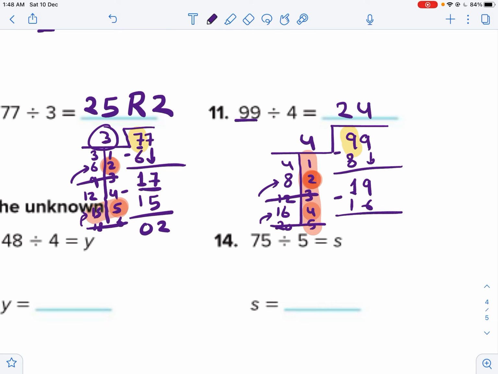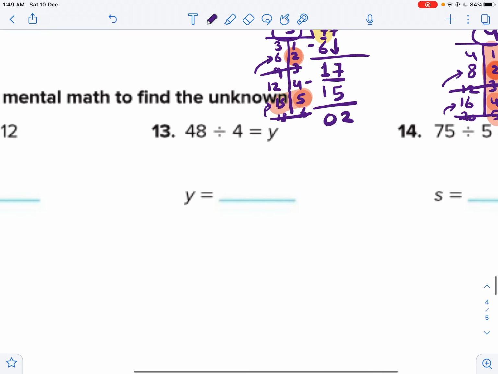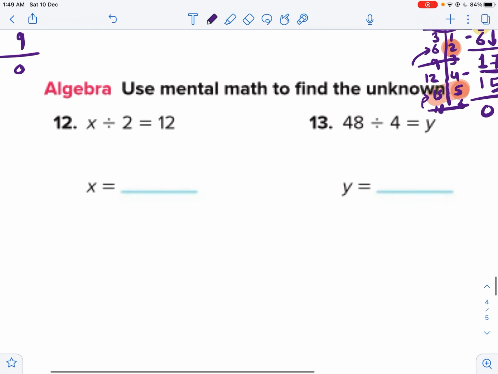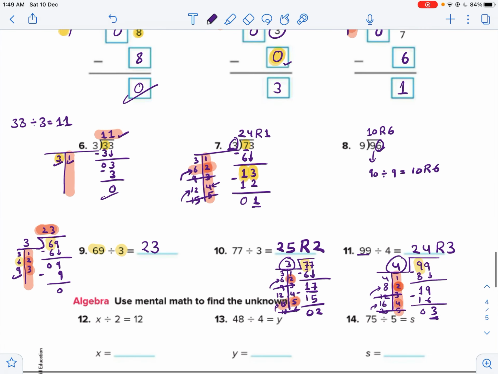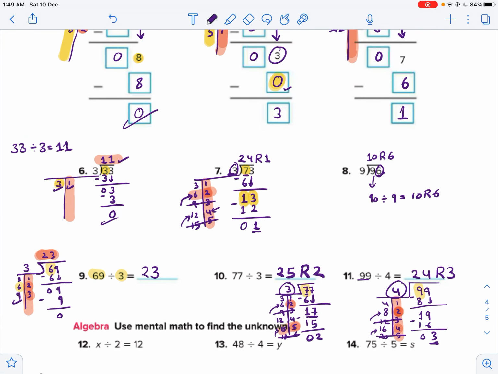Now I subtract. 9 minus 6 is 3. And 1 minus 1 is just 0. Now as you can see, the 3 is less than the 4. So I can't divide it. So I will consider this as my remainder. So the answer is 24 and the remainder is 3. Now let's continue, and here is all our answers until now.